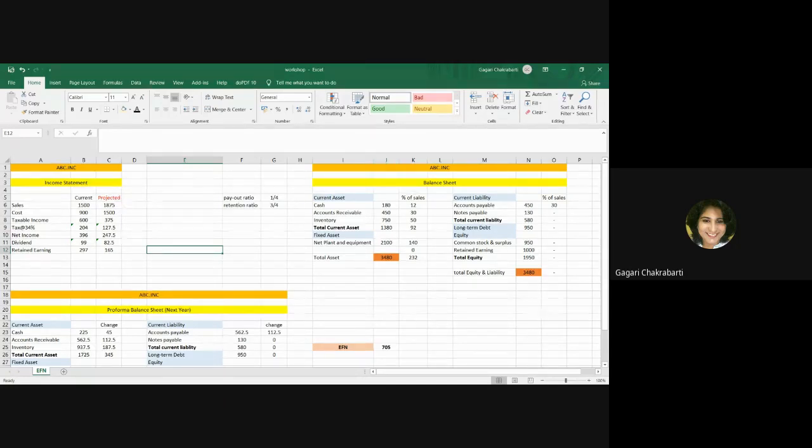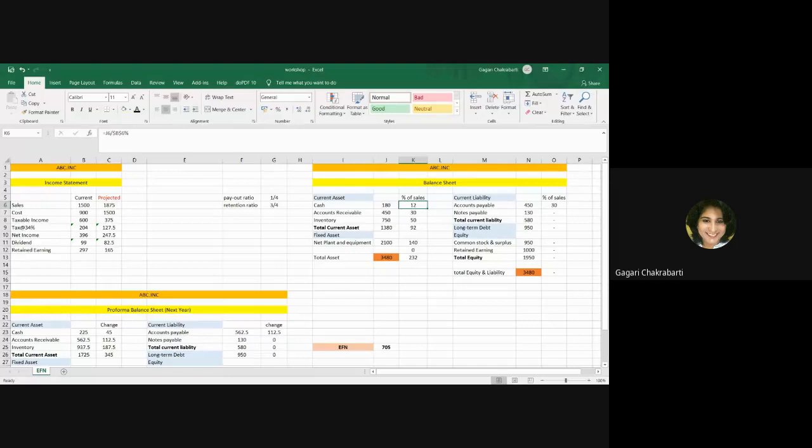Now come to the balance sheet. Okay. So in the balance sheet, this is a very simplified form of the balance sheet. You may or may not agree with that, but this is sufficient for our analysis. So once you are comfortable with this, you can always consider some other complicated balance sheet and you can work on it. So the current asset, cash 180, and the percentage of sales is 12.